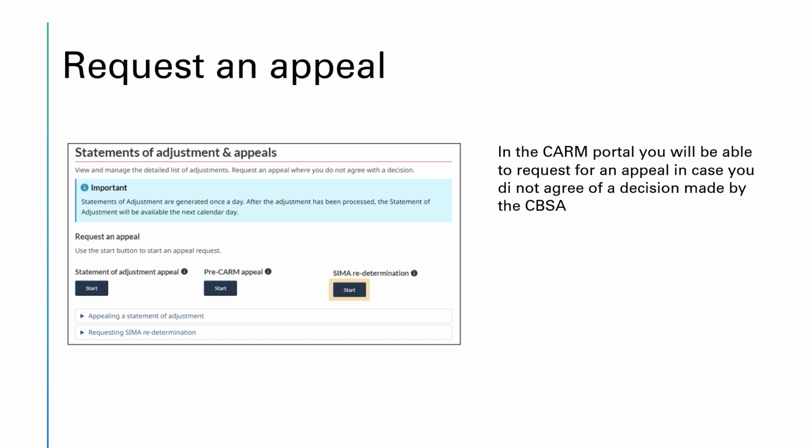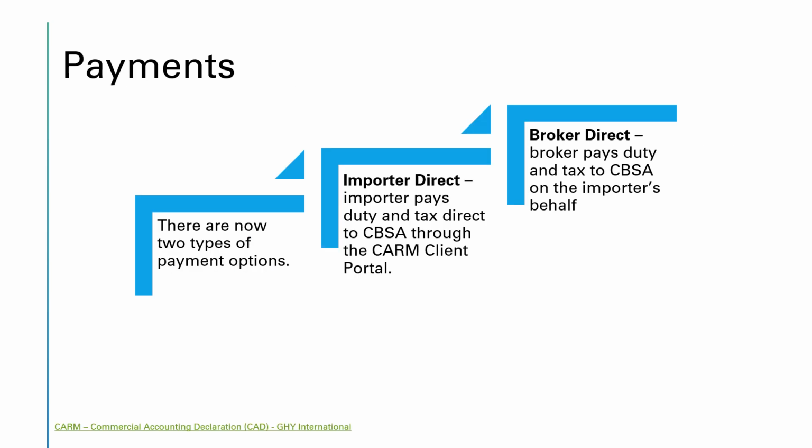Payments in the portal are also being changed. Now there are two types of payments. You have the importer that can pay duties and taxes directly to CBSA through the CARM portal, or the broker pays on behalf of the client to CBSA.